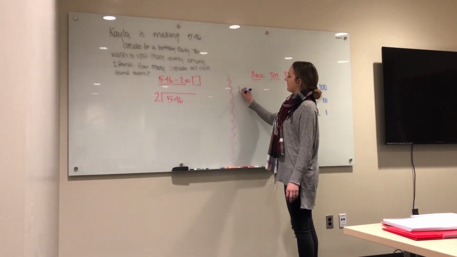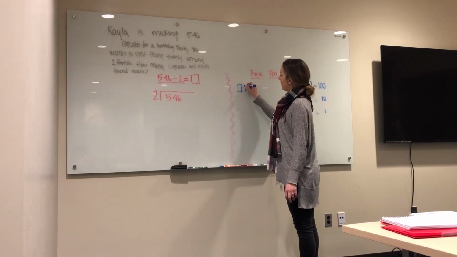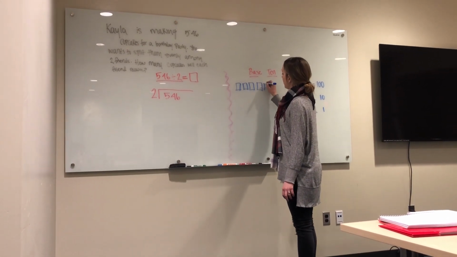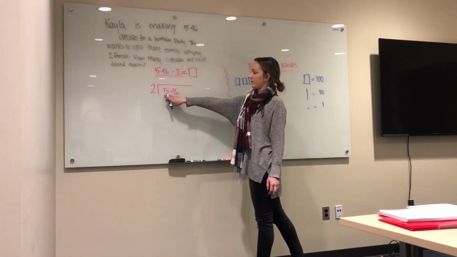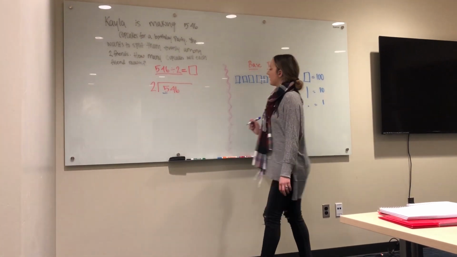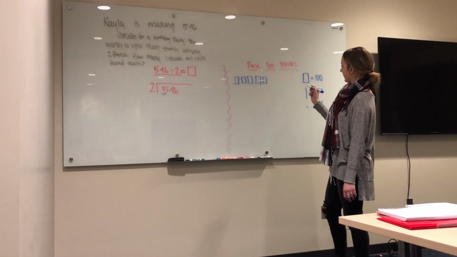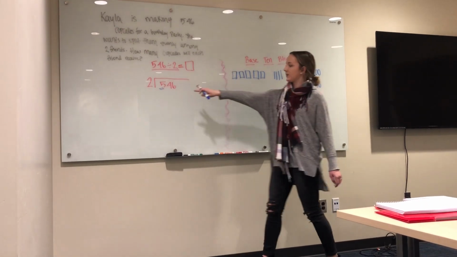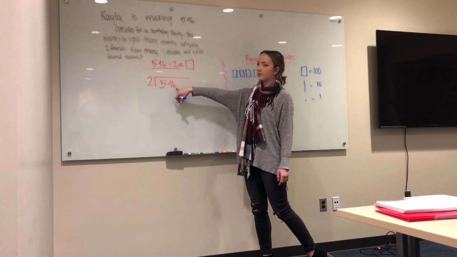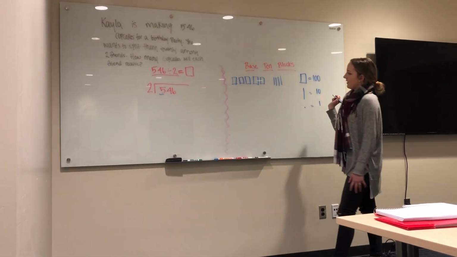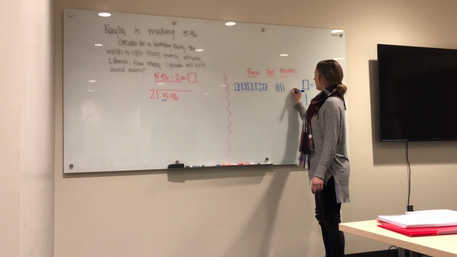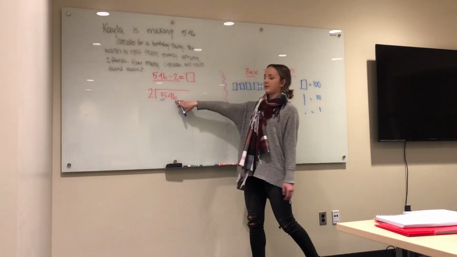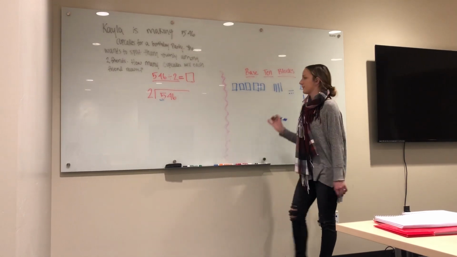So we're going to have 5 100 blocks to represent the 500 in this place value. Then we're going to have 4 tens, 1, 2, 3, 4, to represent the 40 in 546. And then we're going to have 6 little units to represent the 6 ones in 546.